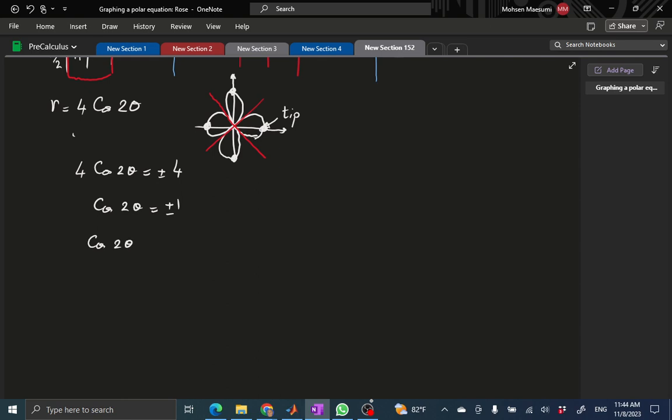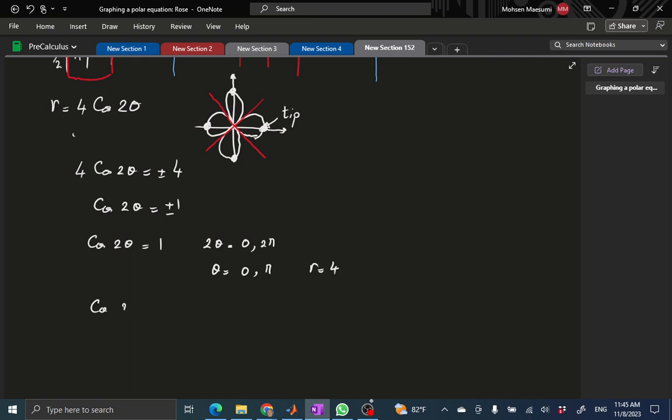Cosine of 2 theta being 1, at what angles does that happen? Well, the angle has to be 0 or 2 pi and so on. So the angle theta will be half of this, at 0 or pi. When theta is 0 or pi, we reach the location 4. R becomes 4.